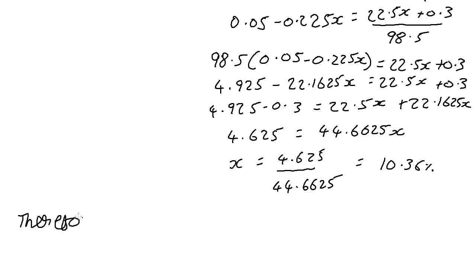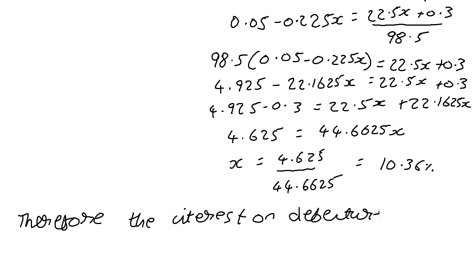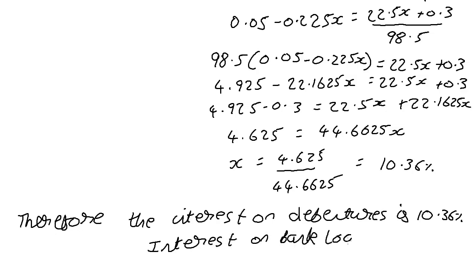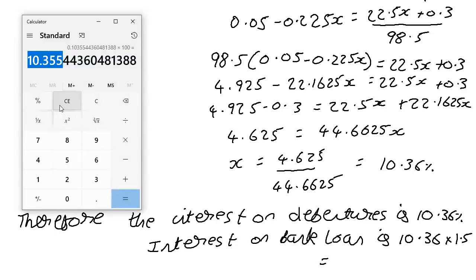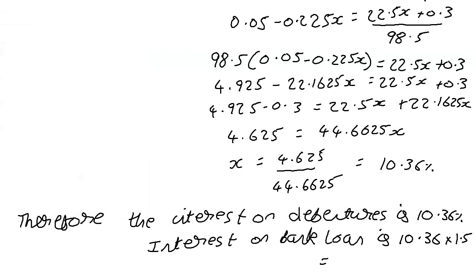Therefore, the interest on debentures is 10.36%. And similarly, interest on bank loan will be 1.5 times this number. Bank loan is 10.36 into 1.5. So that is going to give me 15.54%.